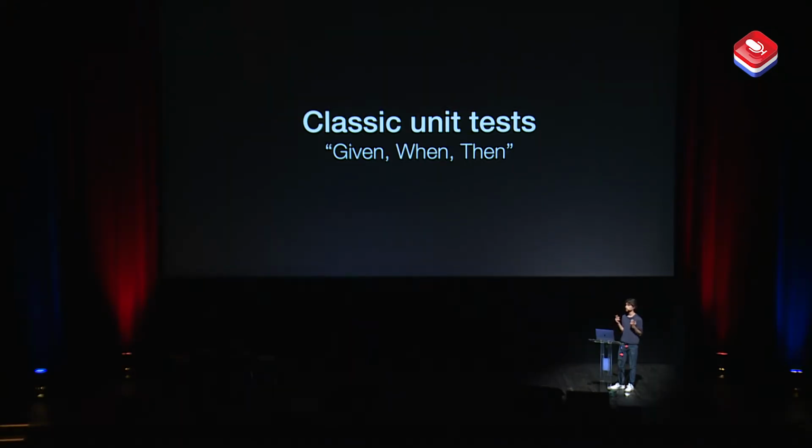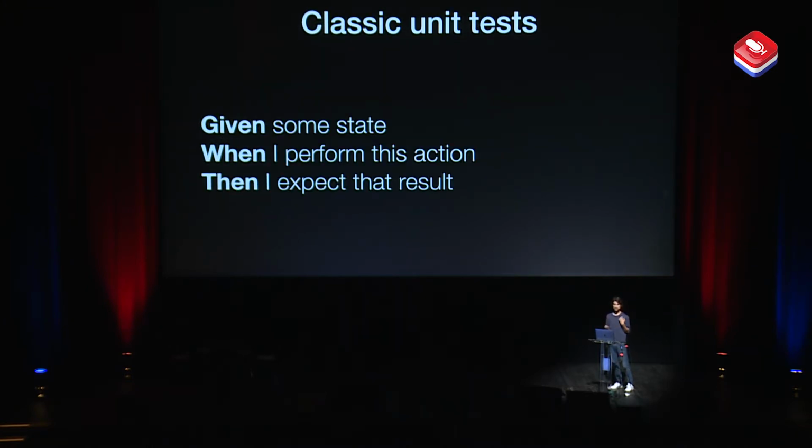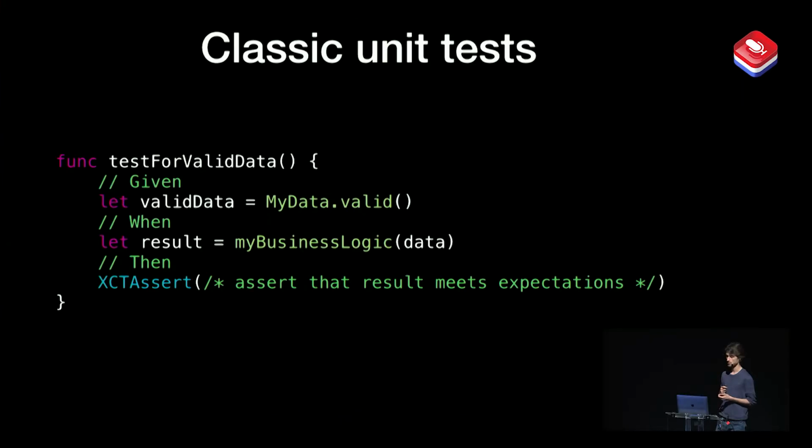But first, let's talk a little bit about what we could call a classic unit test. If you take any textbook or blog article about unit test, you're probably going to find those three words: given, when, then. That's because when we write a unit test, we tend to follow the following structure. We're going to say, given some state, when I perform this action, then I expect that result. If we try to write it in XCTest for our iOS app, it's going to look something like this.